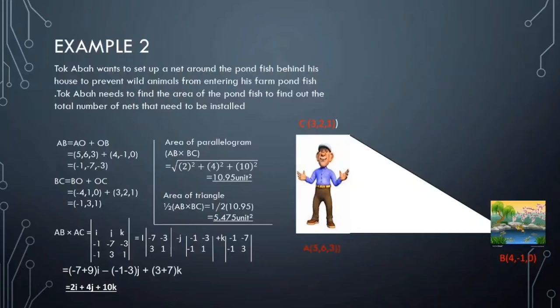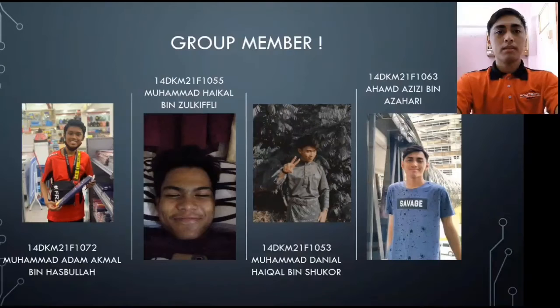Area of parallelogram, AB times BC. Then 2 squared plus 4 squared plus 10 squared gives 10.95 unit squared. Area of triangle is 1/2 AB times BC, equals 1/2 of 10.95. The answer is 5.47 unit squared. Thank you.